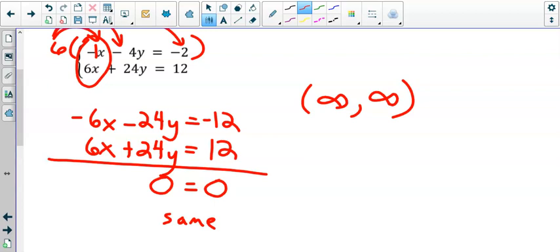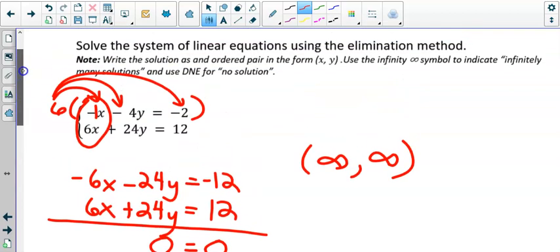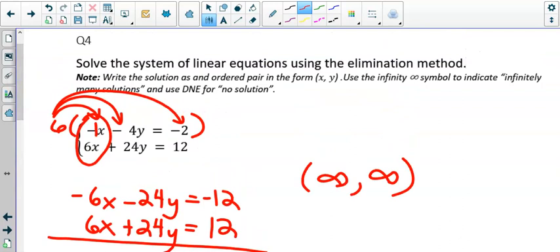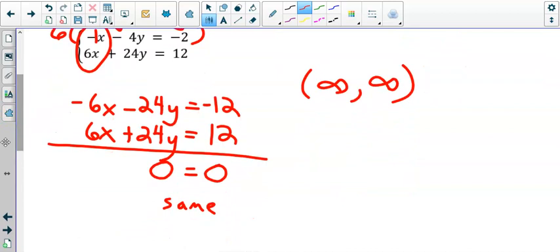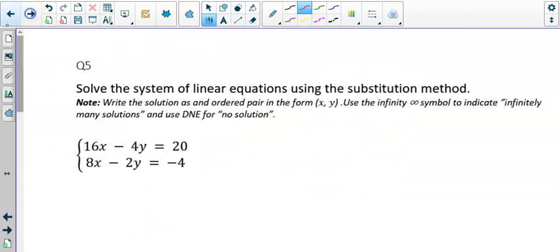Or in iMath, it says the infinite symbol up there. Sometimes for the infinite symbol, you put infinity, comma, infinity. Sometimes it tells you that. Okay? Feeling good? All right, next question.